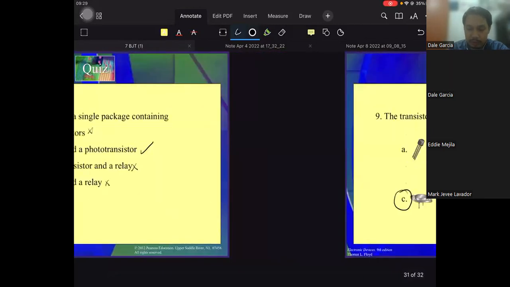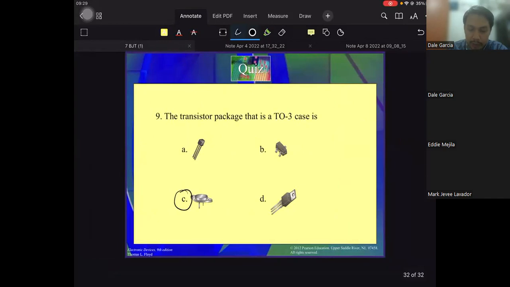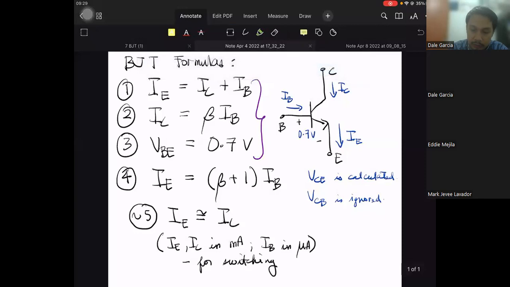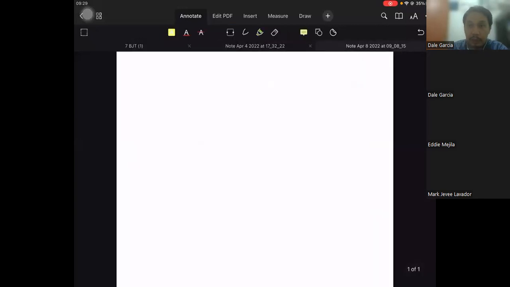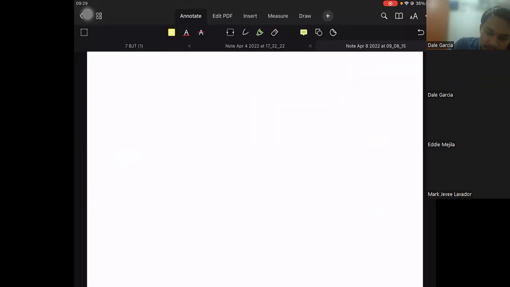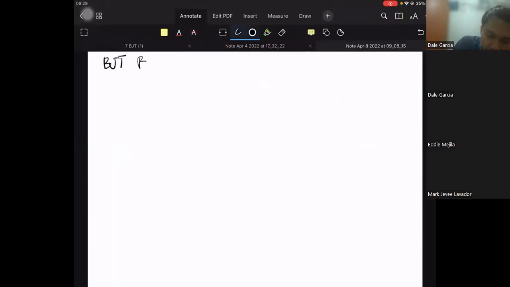Okay. So having these in mind, let's now learn how to solve for the amplifier currents and voltages, or in other words, let's learn transistor biasing. DC biasing. BJT biasing.